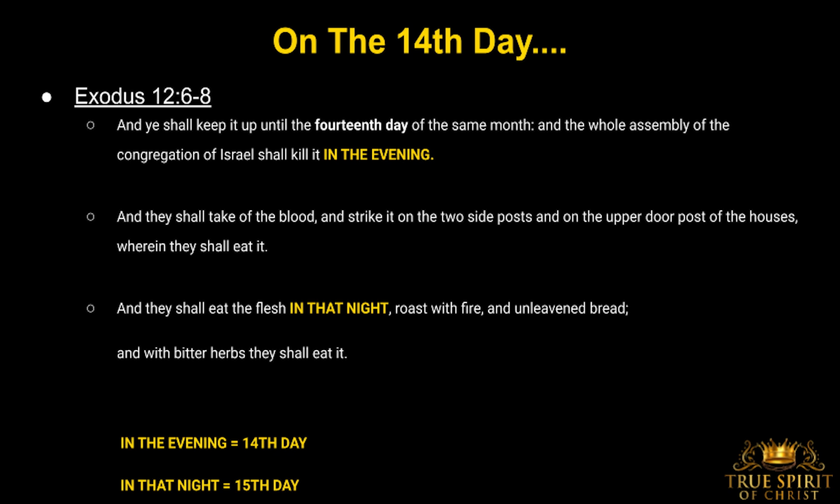So now that we understand that this evening is making reference to the twilight, now we understand how our foreparents were able to kill the lamb. They were able to kill the lamb because they could see it. Notice how the verse says that the whole assembly of the congregation of Israel would kill the Passover. How could the whole congregation kill the lamb if this is late at night?